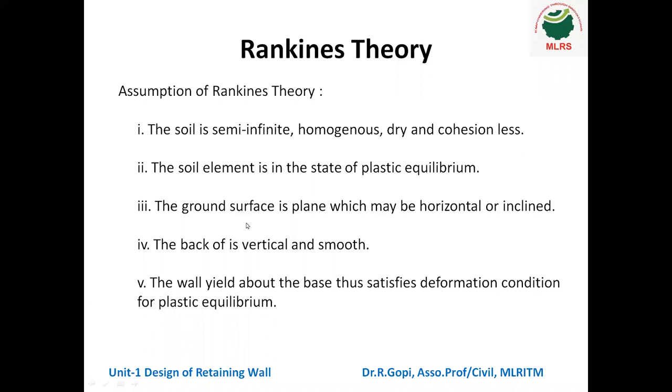Third, the ground surface is plane, which may be horizontal or inclined. The ground surface means the backfill side; the backfill is either horizontal or inclined, as in the photo. Next, the back of the wall is vertical and smooth. The vertical back is nothing but the stem. At the stem it should be frictionless, a very smooth surface.